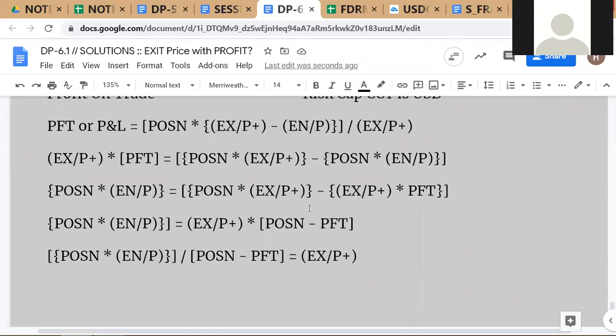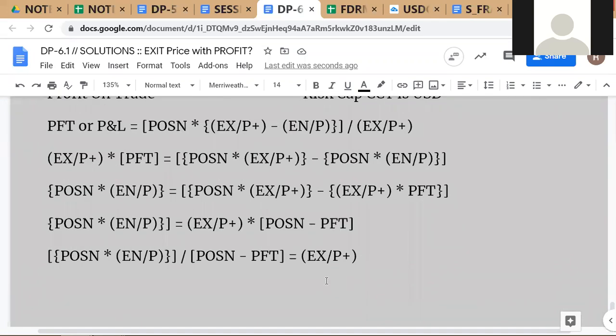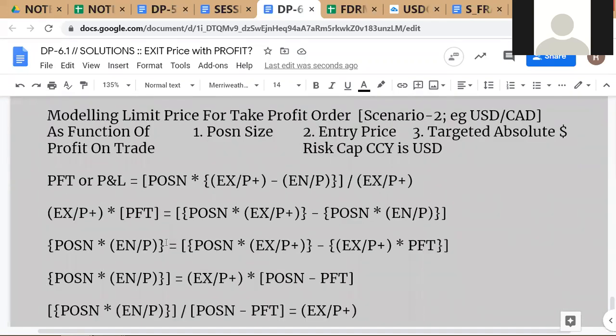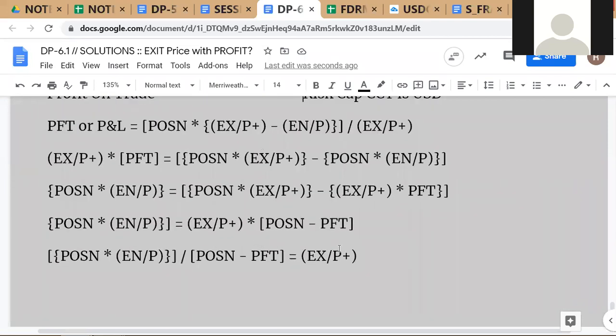It's a little weird to look at maths like this, because we're not used to looking at these kinds of expressions. We're used to doing them by hand, and they look different. But you can figure it out. Eventually, it'll come out with a result where, what are we doing? Modeling limit price. So this is your limit price on the take profit order.